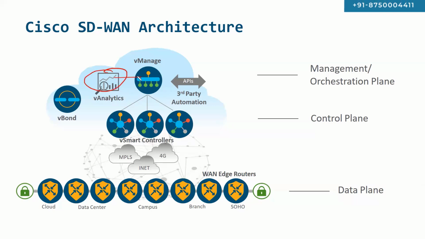vAnalytics will talk to vManage using REST API, and then your managed routers are responsible to export their analytics to vManage. So all managed routers will export their information to vManage, and then vAnalytics will import that information from vManage using REST API. So it's not working based on syslogging. Okay, it will be integrated with vManage, and it is a SaaS application.